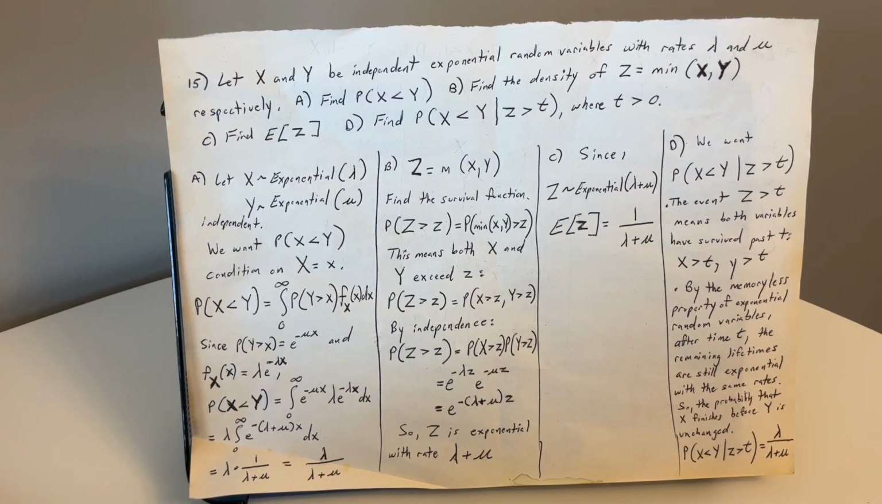So we could say here, by the memoryless property of exponential random variables, after time t, the remaining lifetimes are still exponential with the same rates. So the probability that X finishes before Y is unchanged. So we wind up with the probability of X less than Y, given Z is greater than t, equal to lambda over lambda plus u.